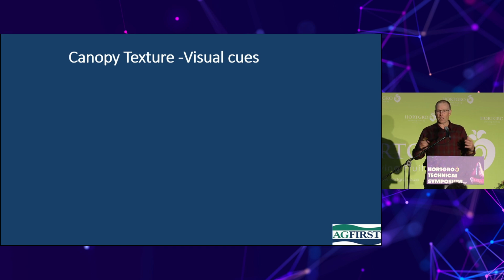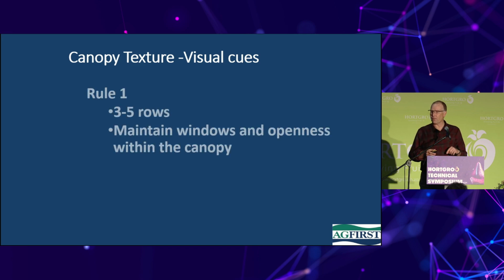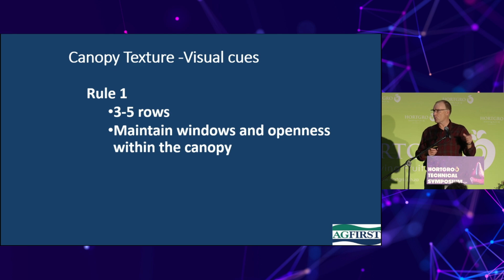So canopy texture to me is the ability to get light evenly through the canopy. And when we're out in the paddock, I haven't got my light meter, I've got 5 people trying to understand what I'm talking about, and we talk about visual cues. So the first one is, I want to be able to see through the canopy 3 to 5 rows, not to the trunk. And I need to maintain windows through the canopy.